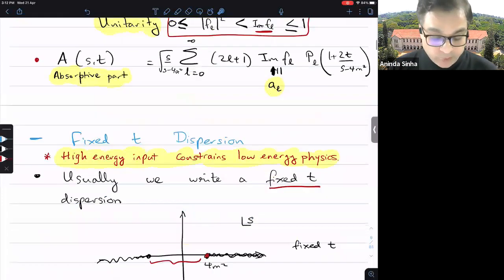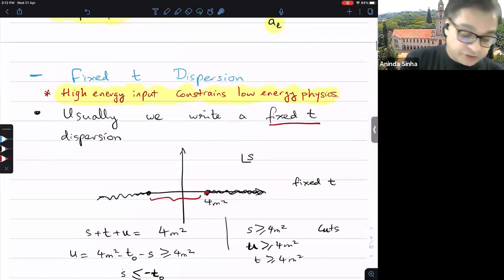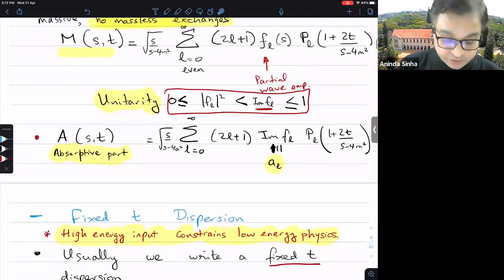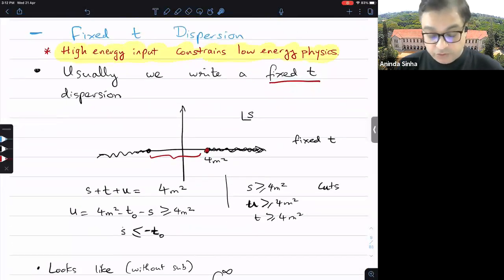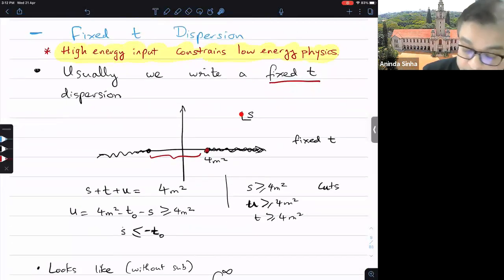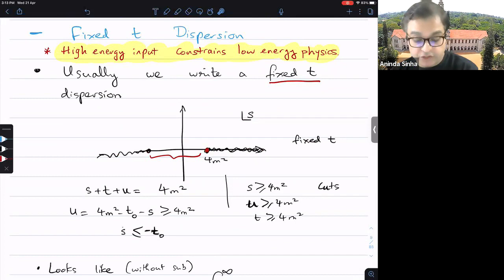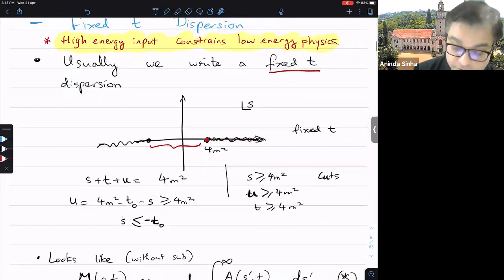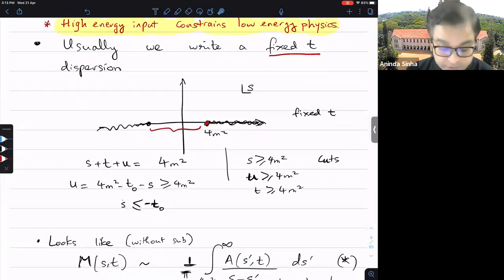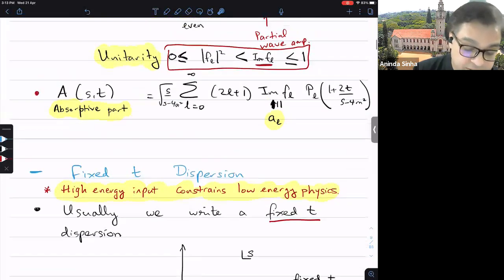Okay, so what is the fixed T dispersion relation? So this is a 2-to-2 scattering expansion. What you do is that you know that in the complex S plane there will be these threshold cuts. These are the normal threshold cuts. I'm ignoring the case where there could be anomalous thresholds, where the threshold cut starts at 4m squared. This follows from the optical theorem. And M is a function of S and T.